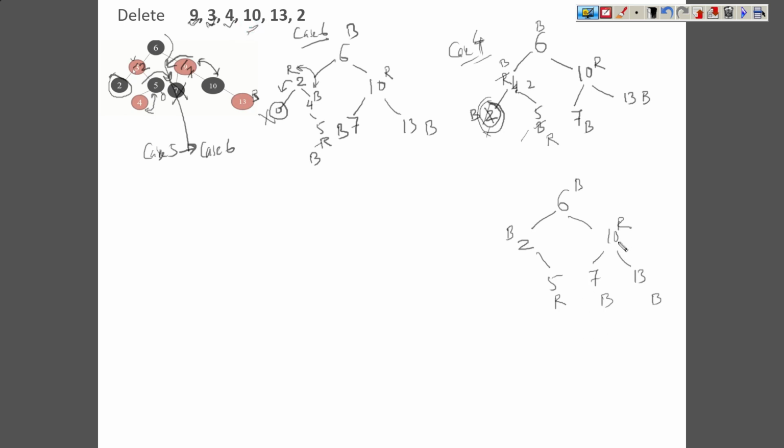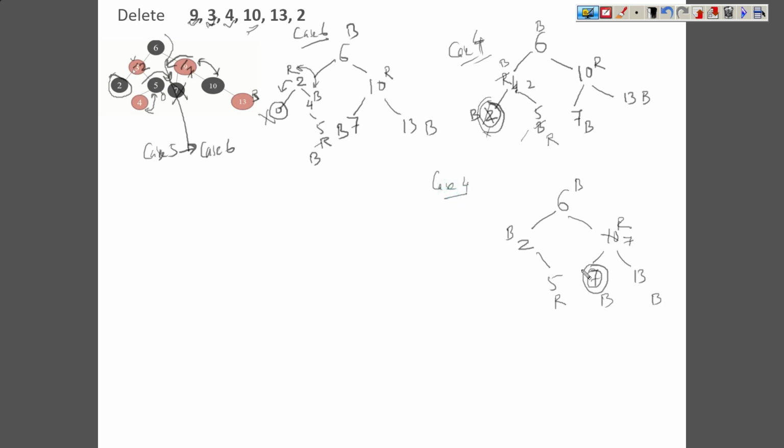Now node 10. So we'll see here, this is the 10. Again, we will go with the same strategy. We replace with the largest value in the left subtree. This is 7, so we are going to replace this with 7. This being a black color, it becomes double black. And then we look at the sibling. The sibling is black in color. That means this is case 4.